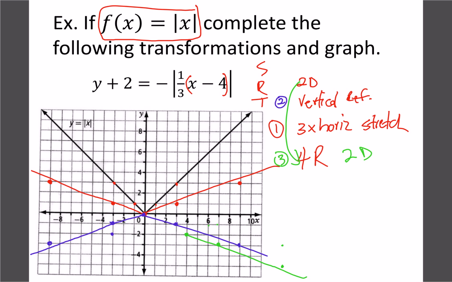And then do the same thing for the other coordinates. 4 to the right and 2 down would be to there. Our last one, 1, 2, 3, 4 to the right, 2 down would be over there somewhere. And there's our graph. So our final graph would be this green one.